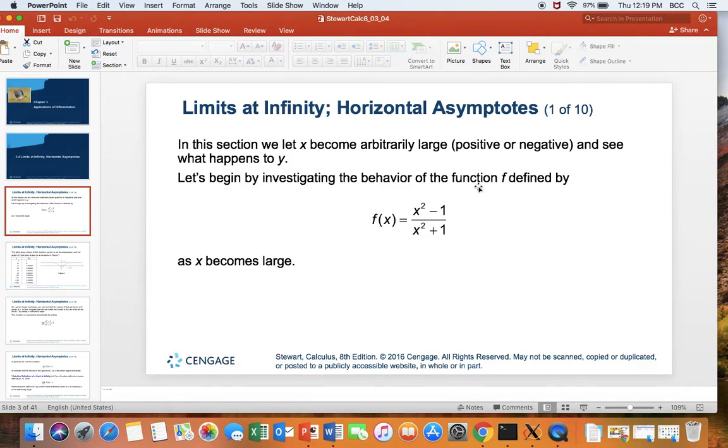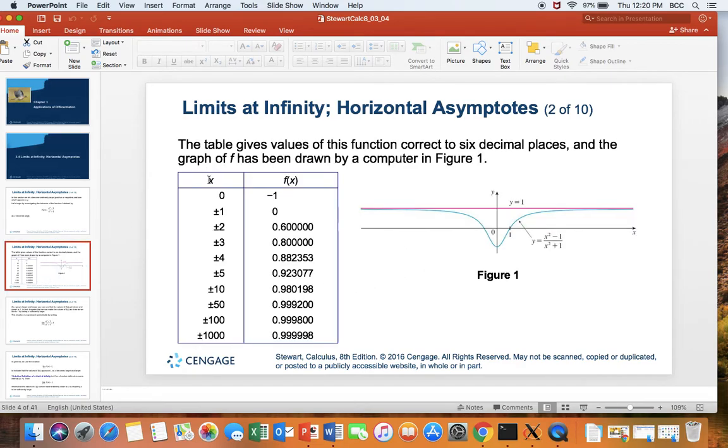For example, let's consider the function f(x) equals (x squared minus 1) over (x squared plus 1). If you put large values of x, either positive or negative, in this case it doesn't matter, because you are squaring both, you will get the same value, but you can make a table. Here is a table. x values 0, 1 or minus 1, 2 or minus 2, 3 or minus 3, and so on. 1000 or minus 1000.